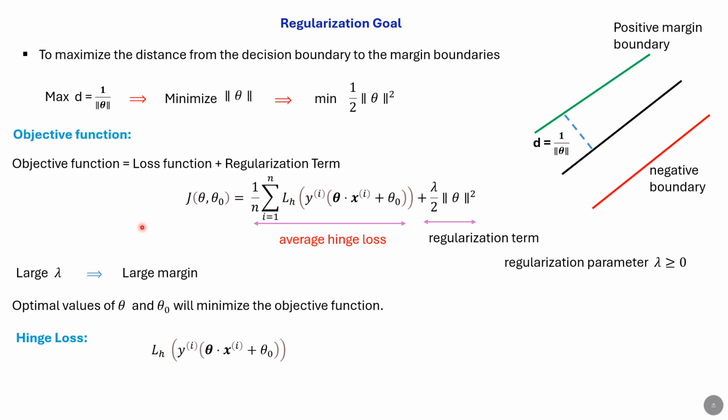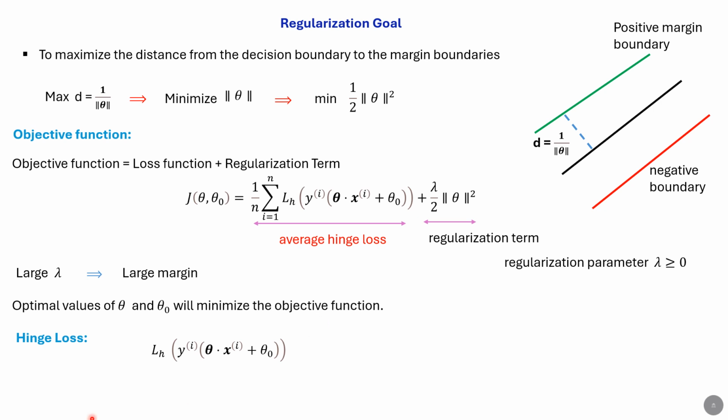It balances the average hinge loss and regularization. Here, lambda is the regularization parameter, which is greater than or equal to 0. Large lambda means large margin. Optimal values of theta and theta naught will minimize the objective function.